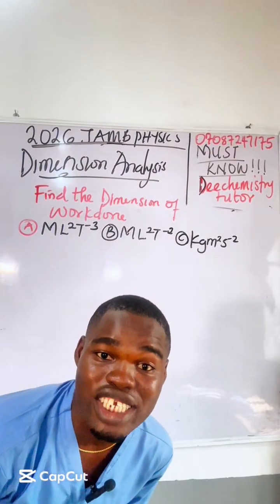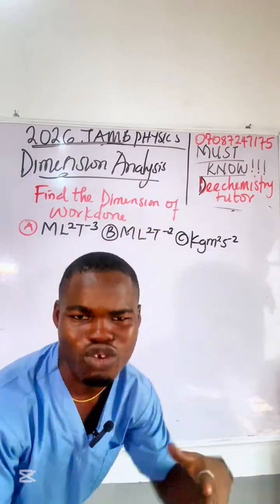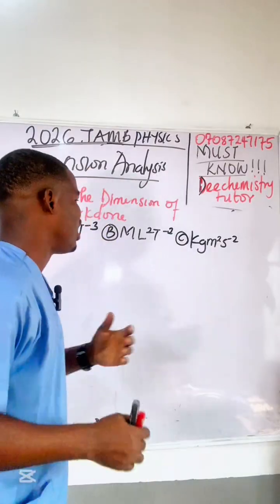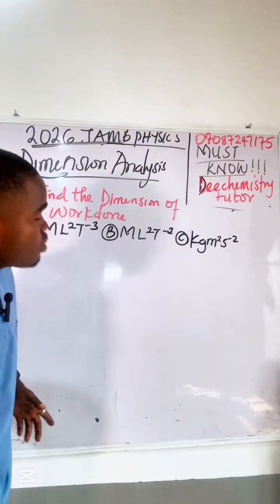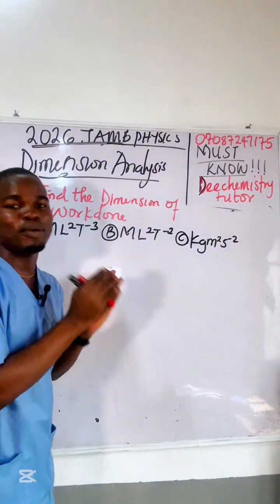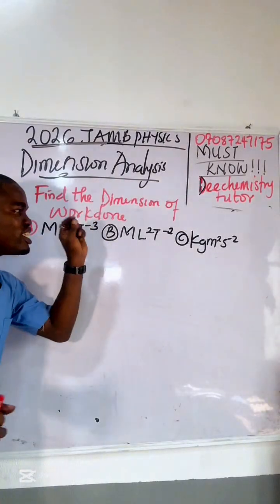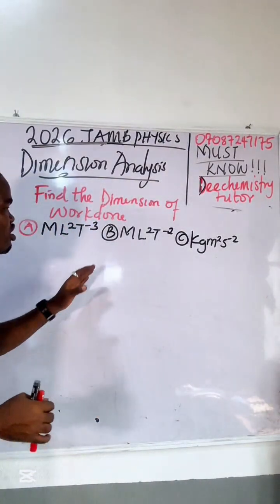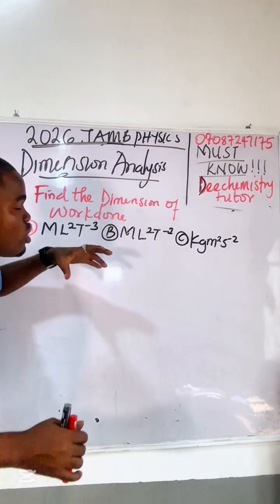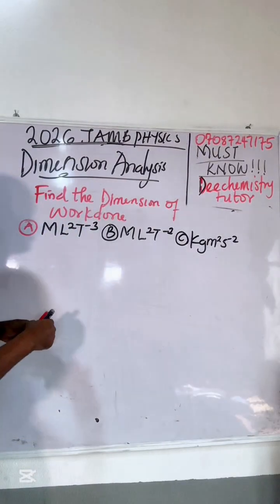You want to write JAMB physics and you don't know dimension analysis? Don't even go. I mean, you should not. So now this is a question of dimension analysis, and you are given a question to find the dimension of work done. Some students will miss this not because they don't know it, but because they don't understand the concept, and that's what I'm going to be teaching you in this video.